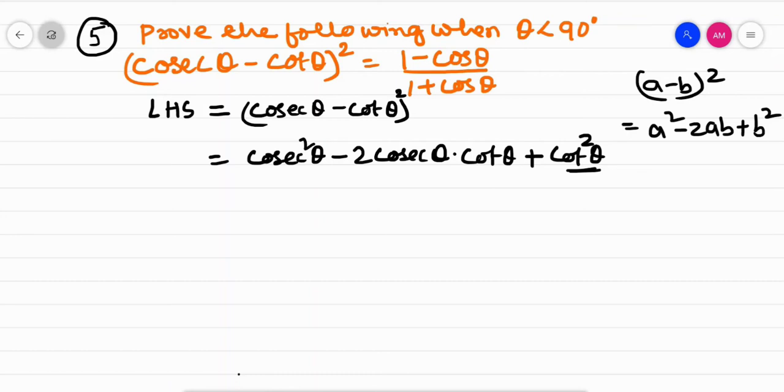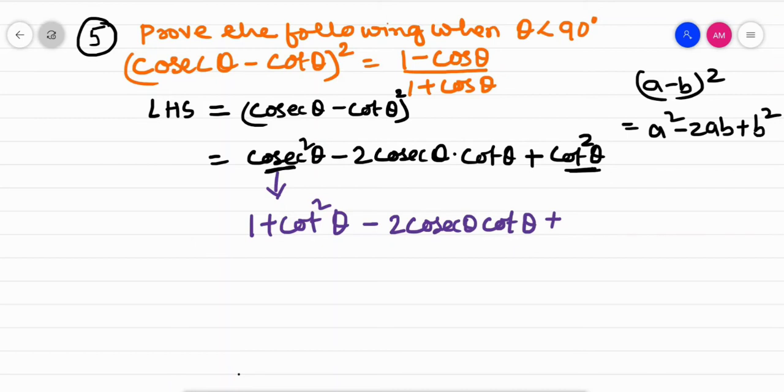You can say, why do we have to change cot only, ma'am? We can change cosec also. We can write this as 1 plus cot square theta. But see, children, you can go either way. If you want to change cot square theta, that also is good. And if you want to change cosec square theta, that is also good. So let us proceed with 1 plus cot square theta is equal to cosec square theta, because it will be easy. Now what I am doing, you just see. I am changing this cosec square theta into 1 plus cot square theta. Okay? Minus 2 cosec theta cot theta plus cot square theta.